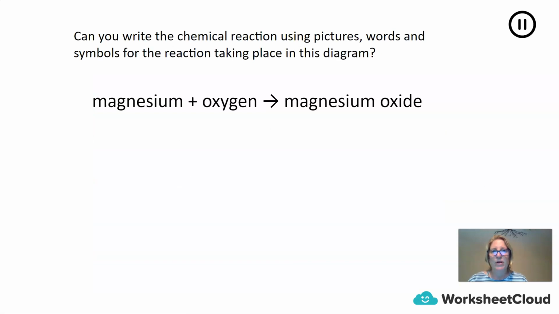Can you write the chemical reaction using pictures, words, and symbols for the reaction taking place in this diagram, with magnesium and oxygen reacting to give us magnesium oxide?